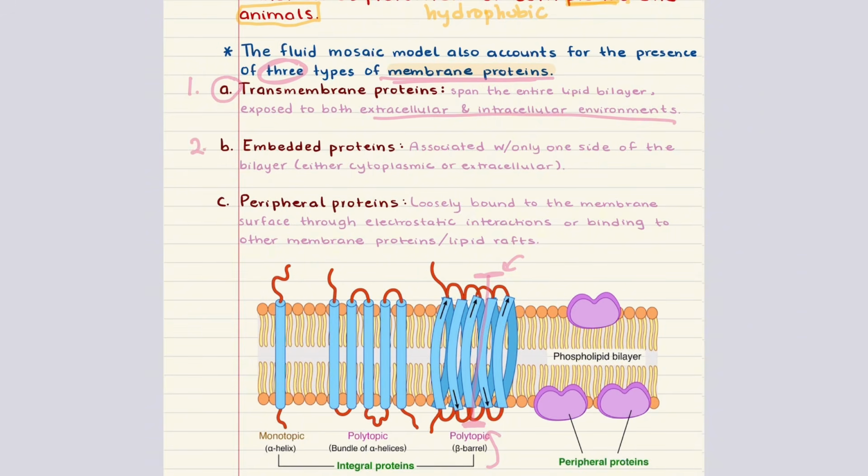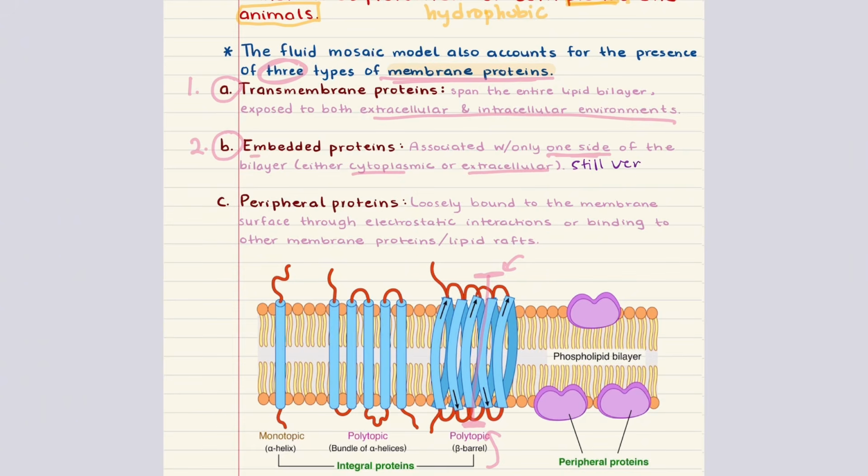The second type is embedded proteins. These proteins are associated with only one side of the lipid bilayer. So depending on their orientation, they can face either the cytoplasmic side or the extracellular side. And even though they don't span the whole membrane, like transmembrane proteins, embedded proteins are still involved in processes like signaling or anchoring structures to the membrane.